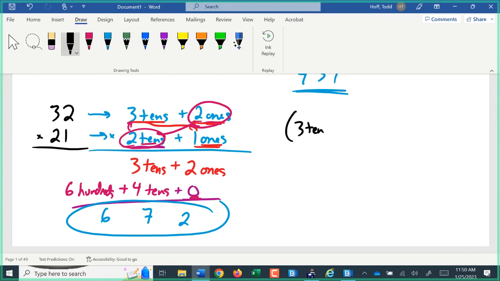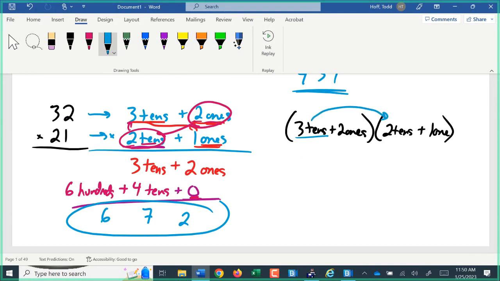We could have our 3 tens and 2 ones times 2 tens and 1 one. For those of you that have taken algebra, you've seen this method done with algebraic numbers or polynomials. Basically, it's the FOIL method.